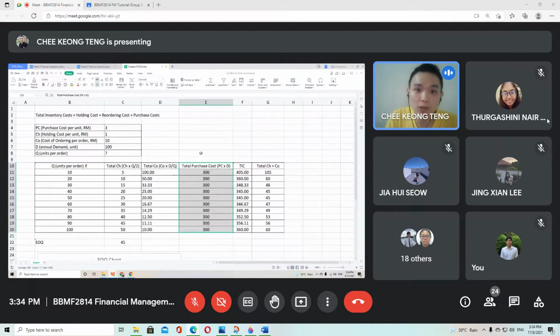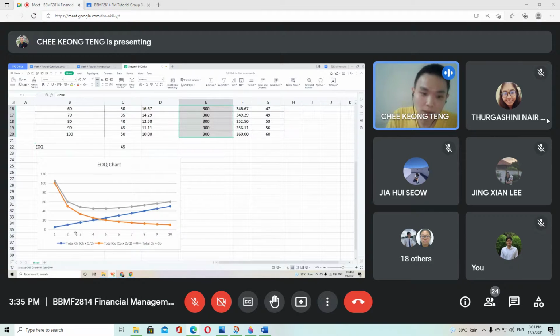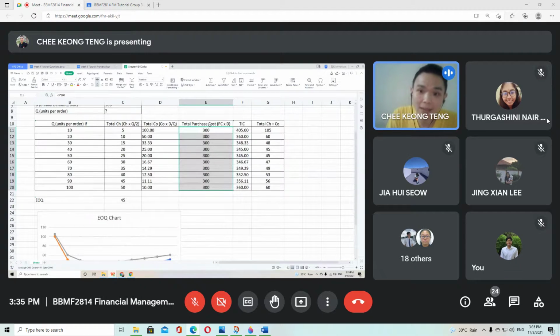purchase cost in EOQ is not important. Because as you can see, regardless of how many units per order you are ordering, at the end of the day, in 1 year you still need 100. Which means that regardless of whether you order 10 units per time, 20 units, or 30 units per time, the year is also 100. So the annual purchase cost will remain the same. That's the reason why in EOQ we do not need to include the purchase cost of the item, even though it's one of the inventory costs. EOQ says it's not important, whether you order more or less, it's still the same. So this one is not needed.